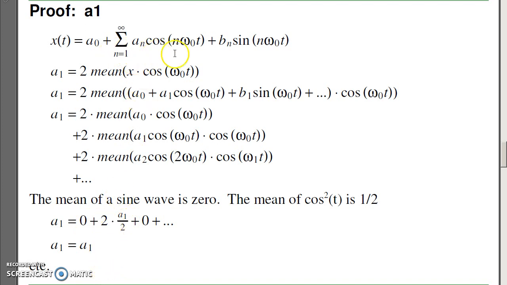Hence, the average of x of t hit with cosine of omega naught t times 2 gives you the first term. The same thing happens with b sub 1, a sub 2, b sub 2, and so on and so on.